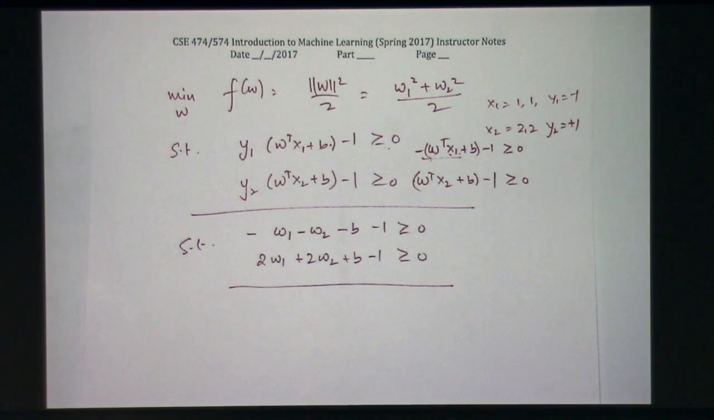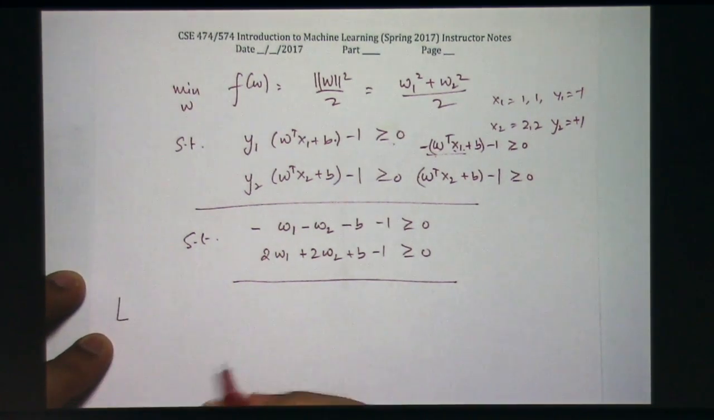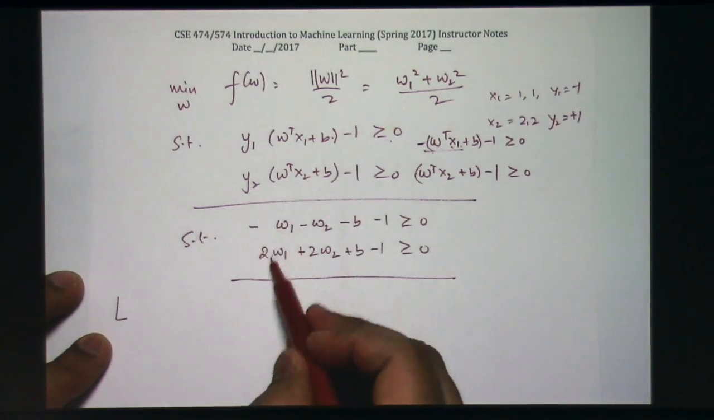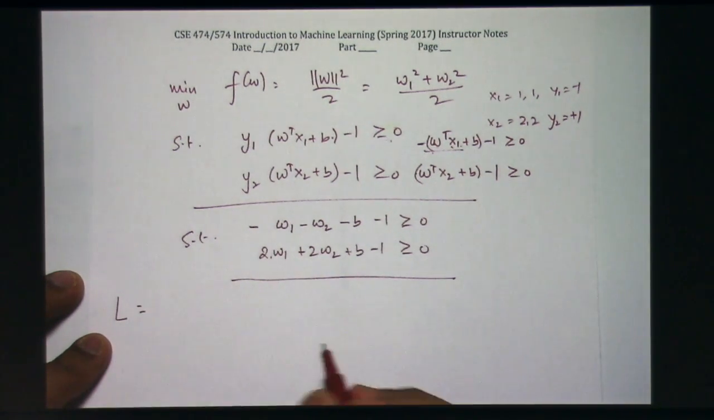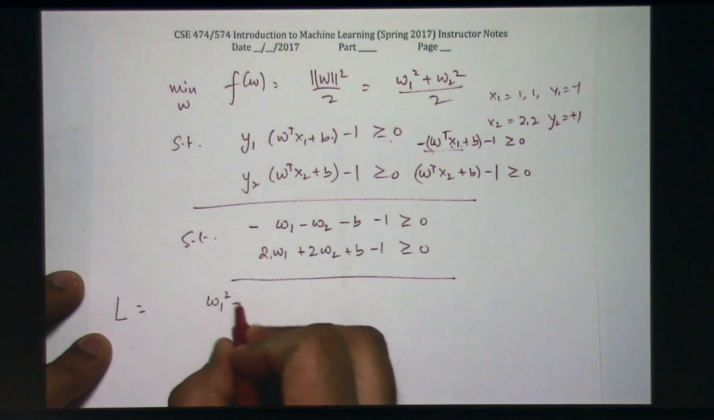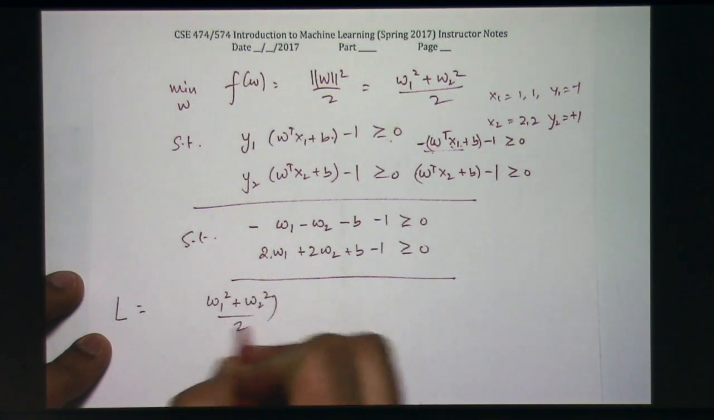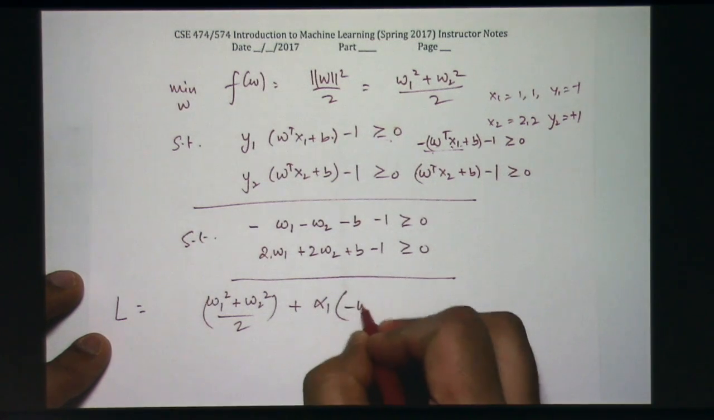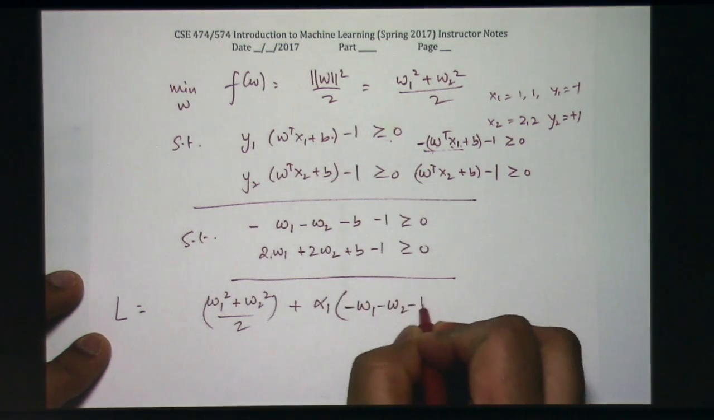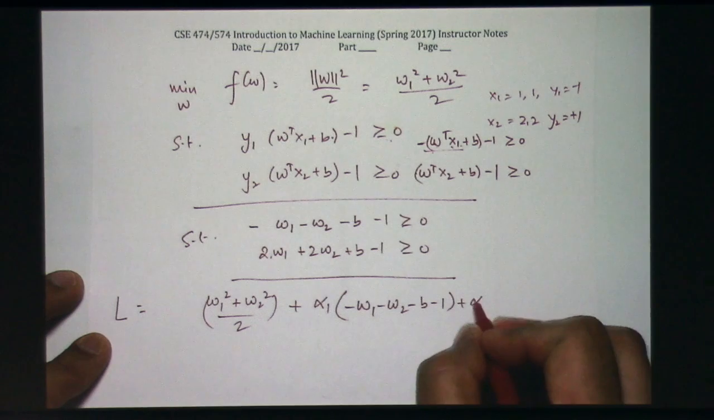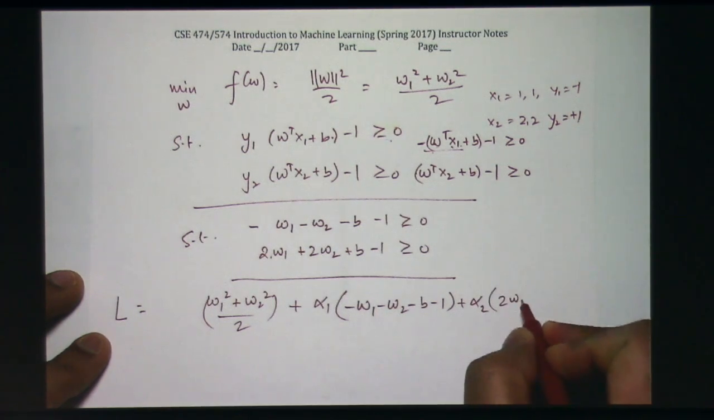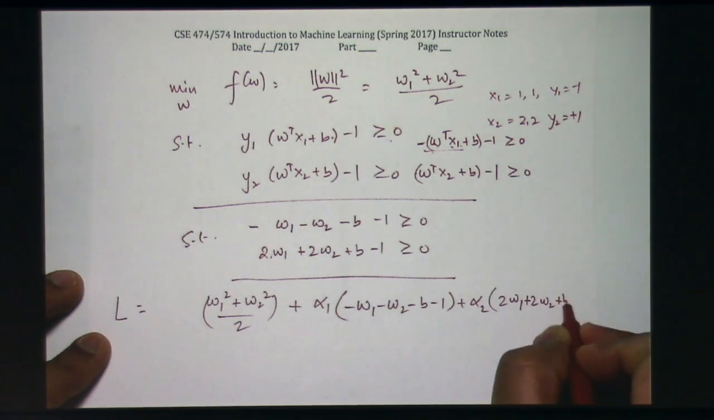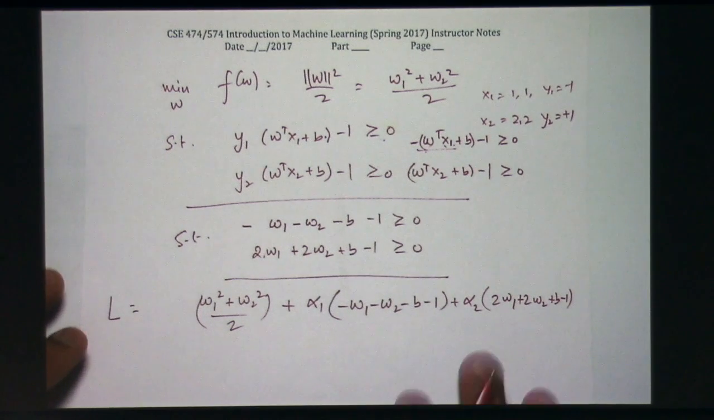Then we can now define our L, which is our Lagrangian, by introducing two constraints here. So L will be w1 squared plus w2 squared over 2, plus alpha 1 times (minus w1 minus w2 minus b minus 1), plus alpha 2 times (2w1 plus 2w2 plus b minus 1). Now we want to solve for this.